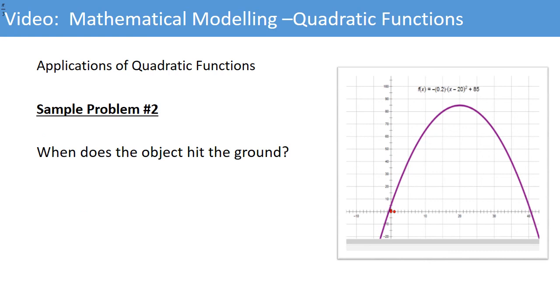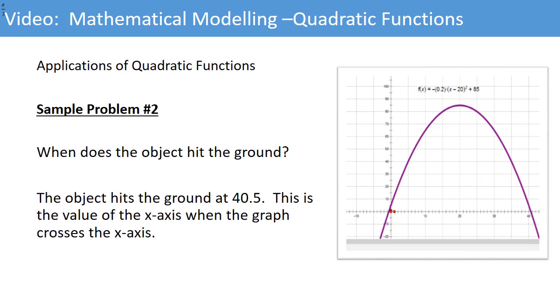When did this object hit the ground? Well, again, by looking at the graph, when it crosses the x-axis, we see the point is 40.5. This is the value of the x-axis when the graph crosses the x-axis.